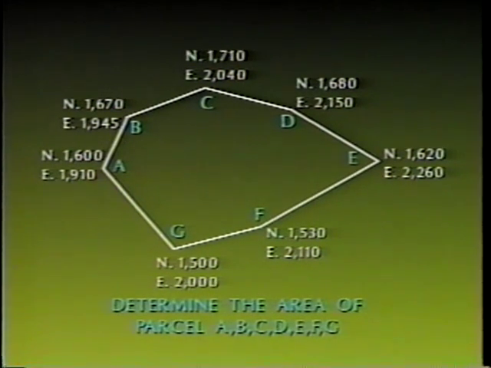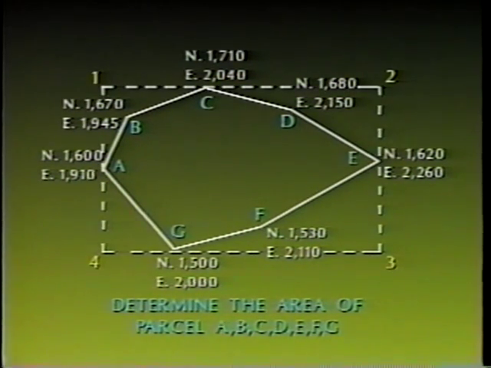Determining area by use of coordinates. Here we have a parcel with coordinates at each corner. Using the coordinates, we will determine the length of the sides of various geometric figures around the perimeter of the parcel, by the methods used in the very first example, and arrive at the area of the parcel.